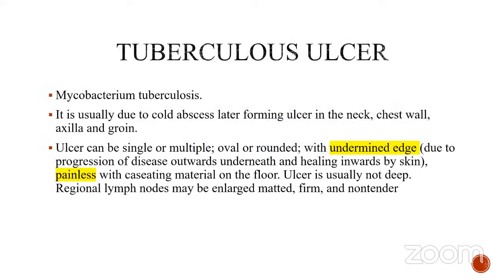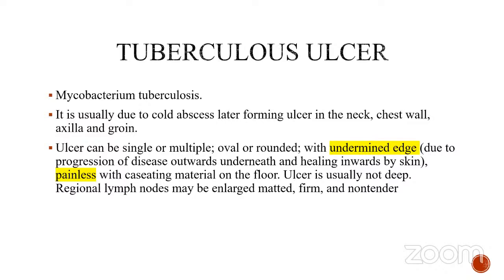Next is the tuberculous ulcer. Tuberculous ulcers happen due to Mycobacterium tuberculosis. It's usually due to a cold abscess later forming an ulcer in the neck, chest wall, axilla, and groin. So we know that in case of tuberculosis, there is a chance of cold abscess formation, right? So cold abscess is an important feature of TB. And when a cold abscess is formed in the neck, chest wall, axilla, or groin, later it might turn into an ulcer. That's called a tuberculous ulcer.